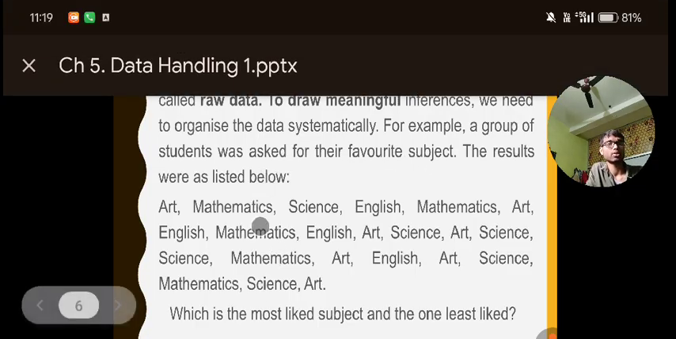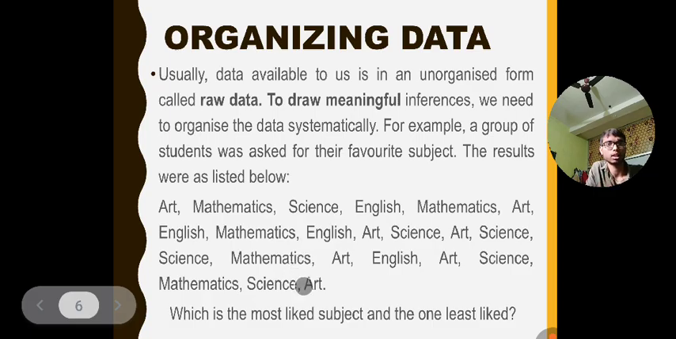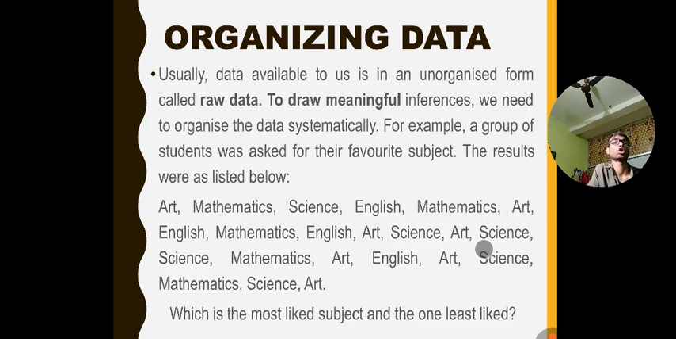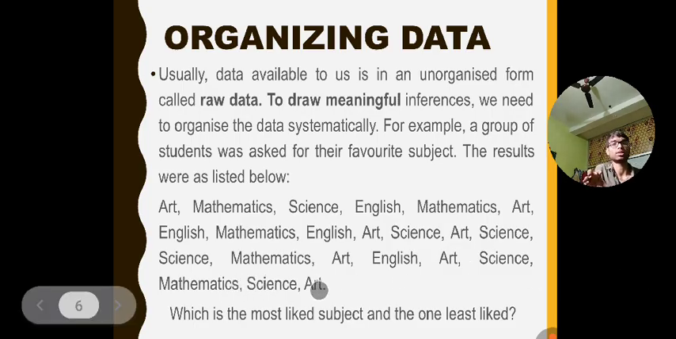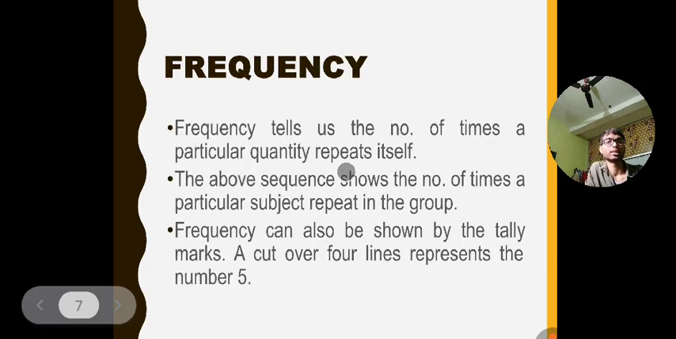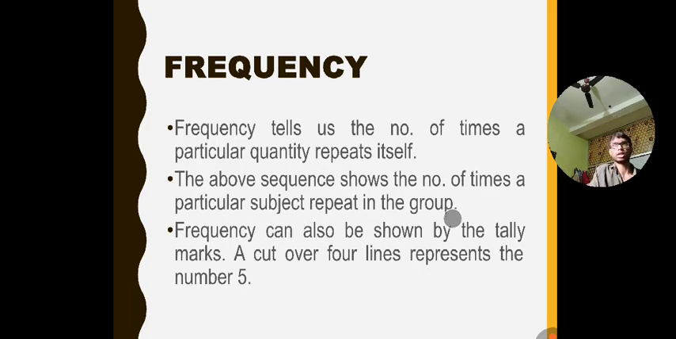So what is the frequency? Frequency is the number of items. For example, mathematics: how many times is it coming? 1, 2, 3, 4, 5. It is coming 5 times, so we would say the frequency of mathematics is 5. Frequency tells us the number of times a particular quantity repeats itself. The above sequence shows the number of times a particular subject repeats in a group. A subject which is coming again and again is repeating itself, so this repeating would be frequency.